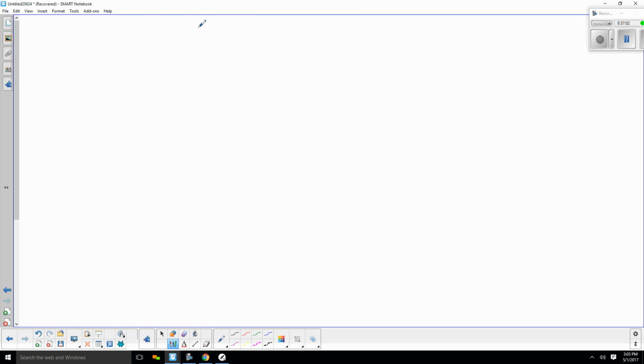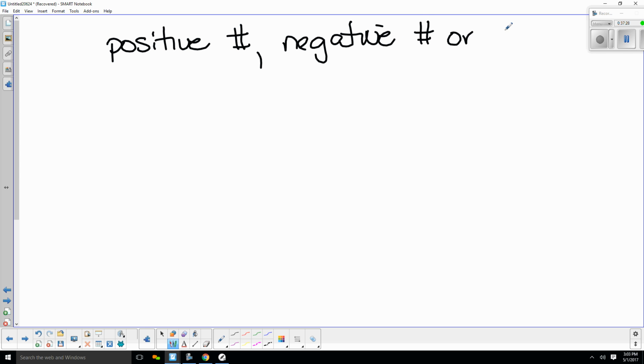All right. When we go to 6.3, integers are the set of positive numbers, negative numbers, and 0. Okay, those are integers.